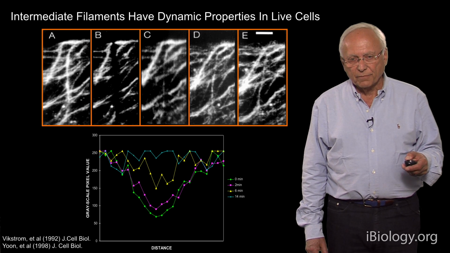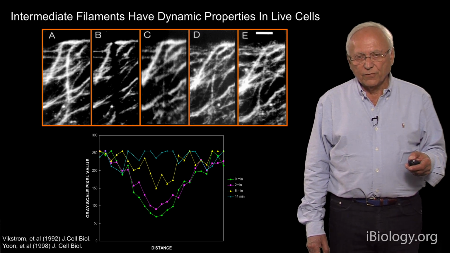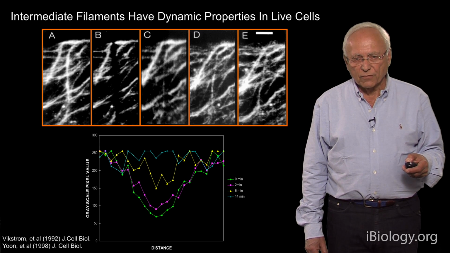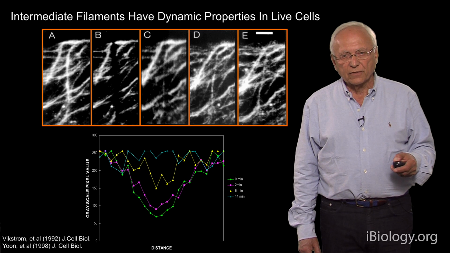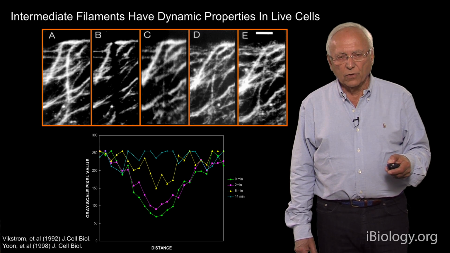And if you analyze in the bottom panel the recovery of fluorescence, you'll find out that it's equal all along the length of the fiber as it recovers, which indicates that, in fact, the filaments are not polar, that they can actually exchange subunits all along their length.